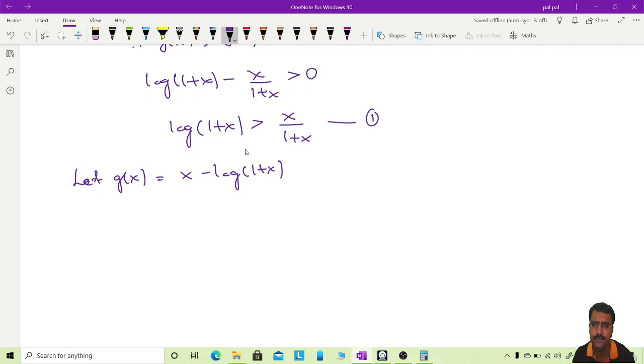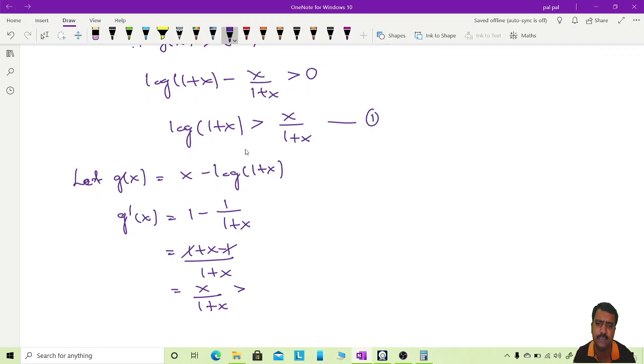Now take its differentiation, g dash of x. g dash of x is equal to the differentiation of x, which is 1, minus the differentiation of log of 1 plus x, which is 1 by 1 plus x into 1. If you simplify this, it is 1 plus x minus 1 divided by 1 plus x. The plus 1 cancels with the minus 1, which is equal to x by 1 plus x. x by 1 plus x is greater than 0 for all positive values of x, so for all x belonging to the interval 0 to infinity.